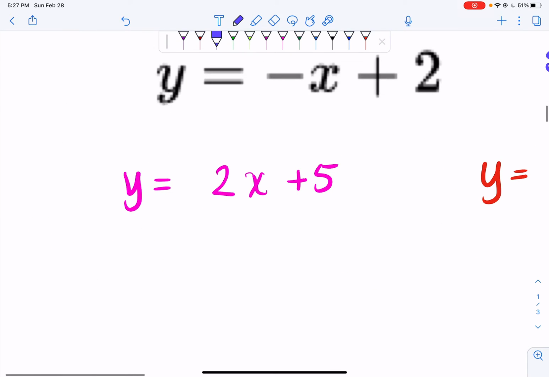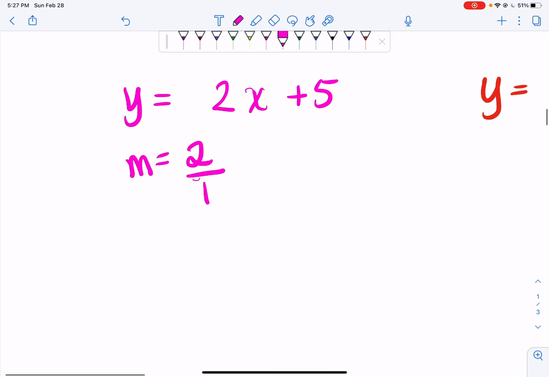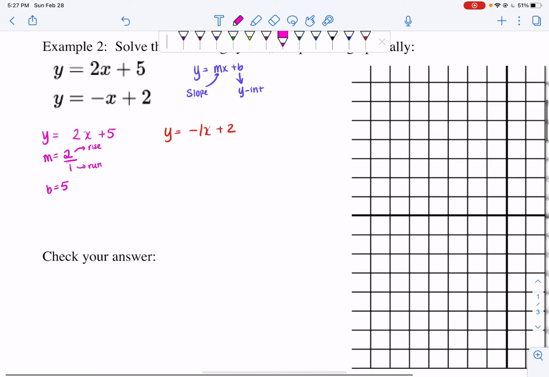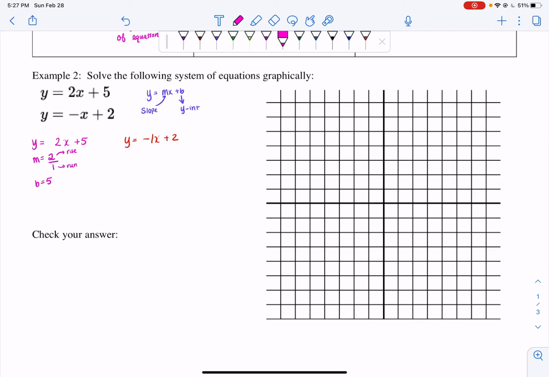So if I look, the number attached to my x is a 2, so I can say my slope is 2. And what I'm going to do is put it over 1. That way I have my rise and my run. And then my y-intercept is 5. So what I'm going to do is, before I even look at the red equation, I'm going to actually plot the points for 2x plus 5.